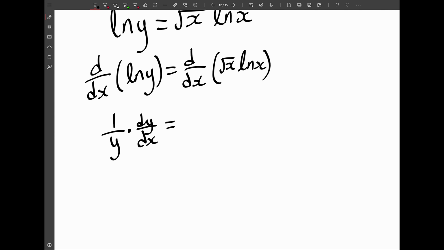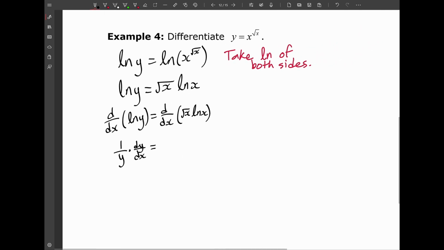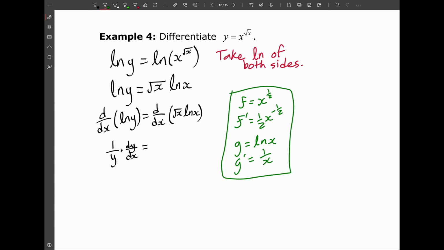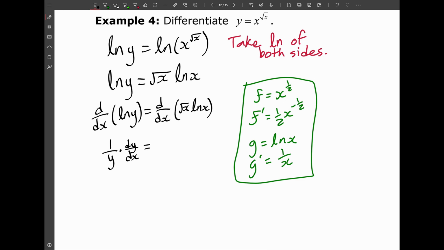Then the other side, I have to do some product rule. No way around it. So I'll just, on the side here, quickly do our f, f prime, etc. f is our root x, which I'm going to write, just for convenience, as x to the 1/2. That means f prime is 1/2 x to the negative 1/2. g is going to be natural log of x, and g prime is, of course, 1 over x. So we've got that on the side there. So let's do our product rule.